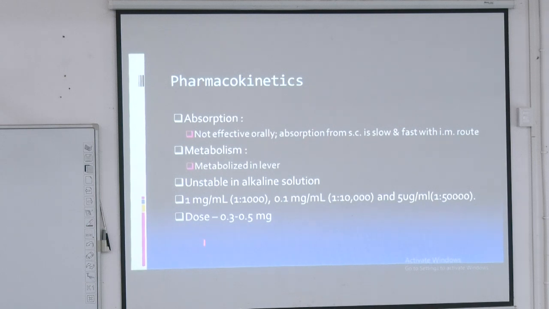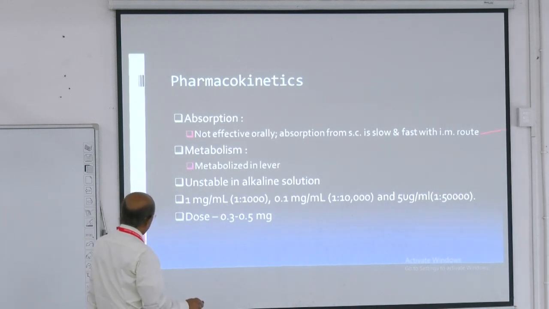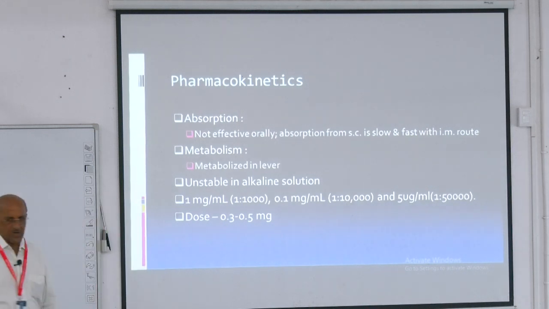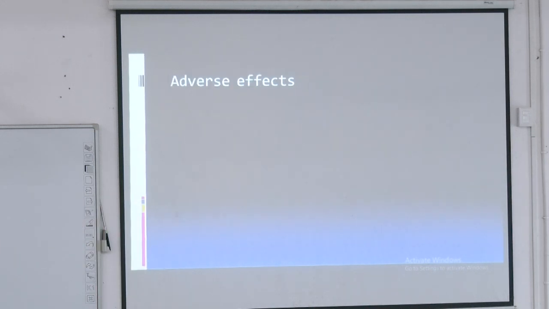Dose is very important. 1 milligram per ml, that is 1 in 1000, then 1 in 10,000 and 1 in 50,000. 1 in 1000 is used for life saving in anaphylactic shock, and the dose is 0.3 to 0.5 milligram.